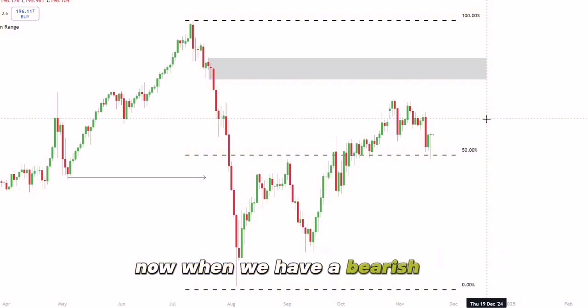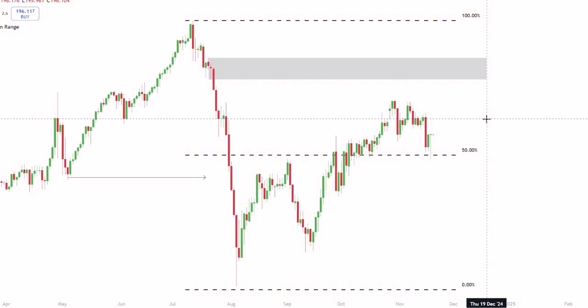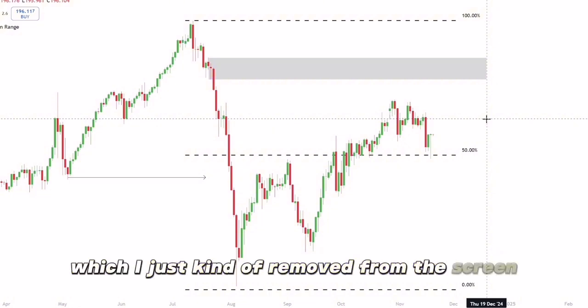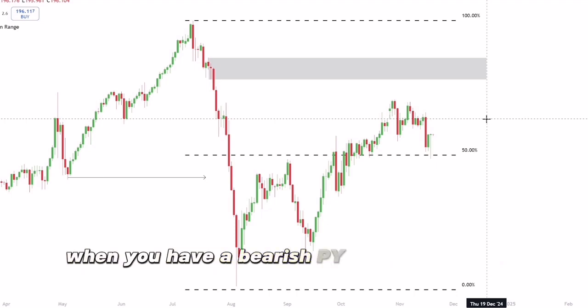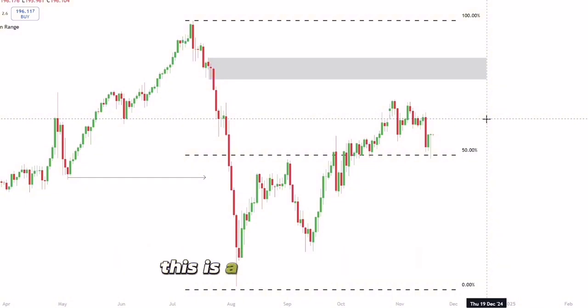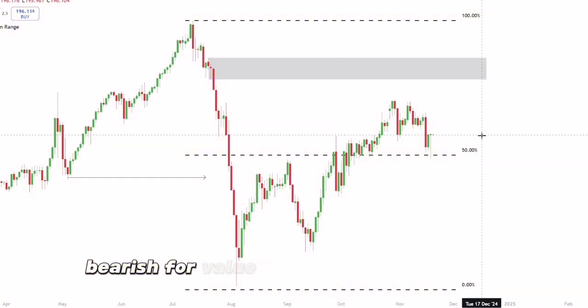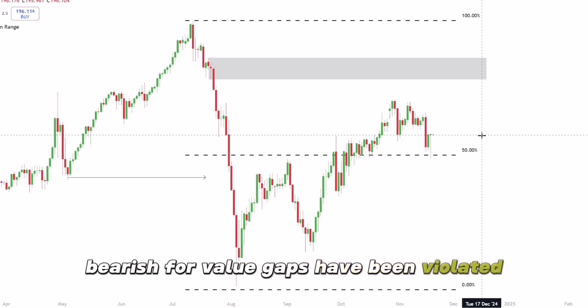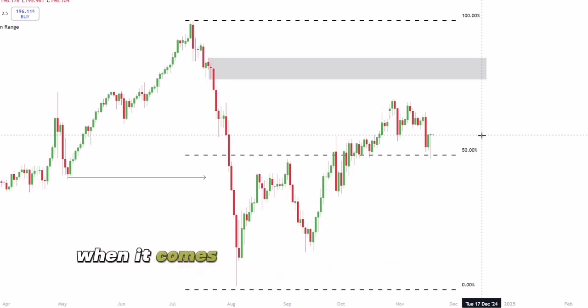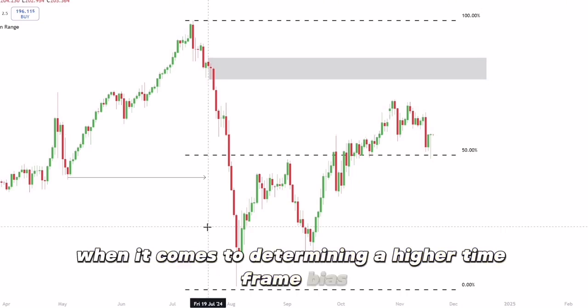Now, when we have a bearish POI, which was this one over here, which I just removed from the screen, and price breaks through it, what that means is that price is, of course, bullish. This is a sign of bullishness because supply, or bearish POIs, bearish fair value gaps, have been violated. This is important to understand when it comes to determining a higher time frame bias.